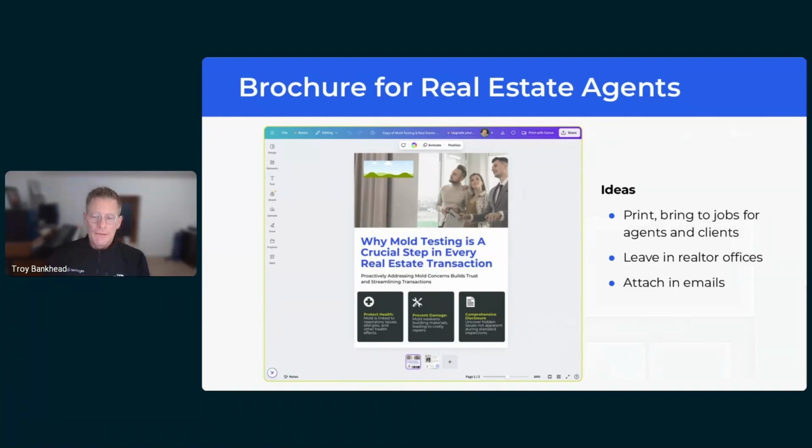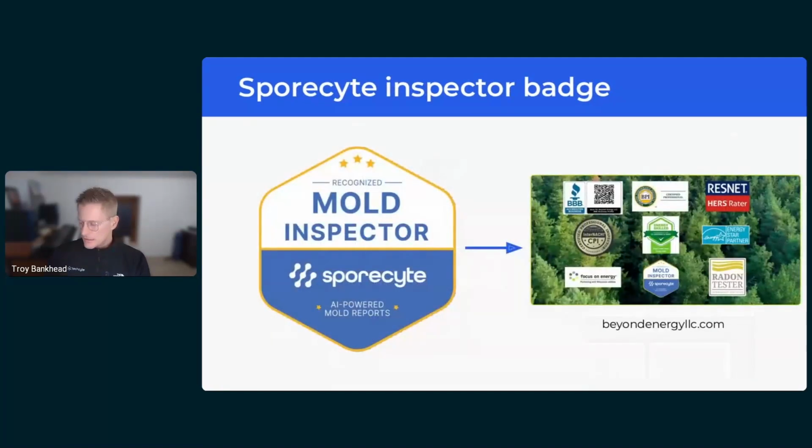One of the other tools we have is the Sporecyte Inspector Badge. And this is a badge that we've created for all of our clients. This is an example of one website who's actually put it on theirs. It's beyondenergyllc.com. And they are one of our mold inspectors. And what these kind of marketing assets do for you is, again, give you street credit. It reassures your clients and the people that come to find out more about you that you do have these accreditations, certifications, and that you are associated with the trusted companies that you're going to be promoting to them.